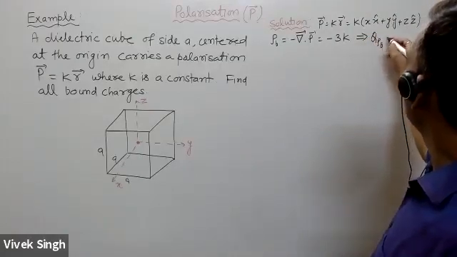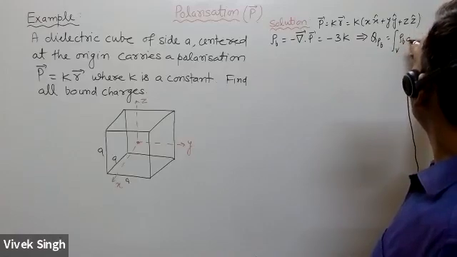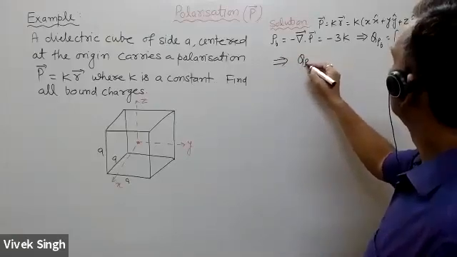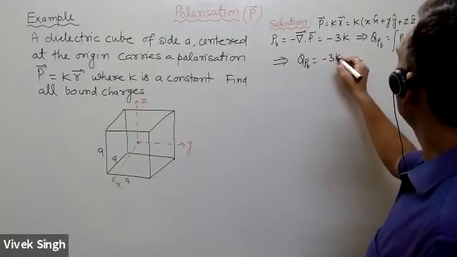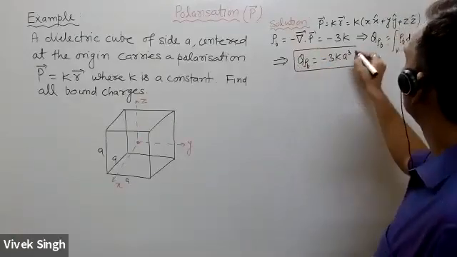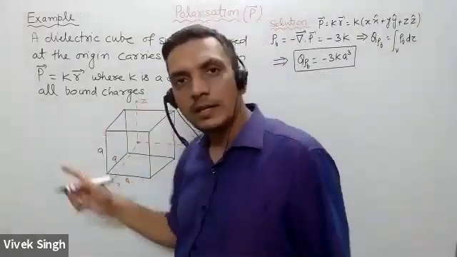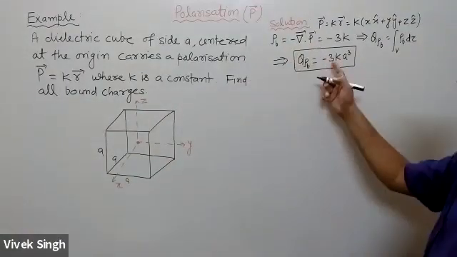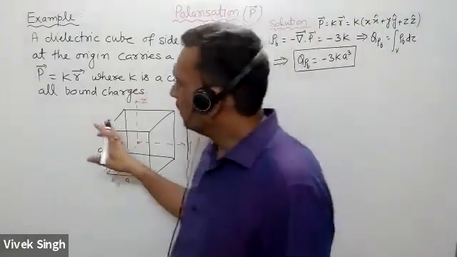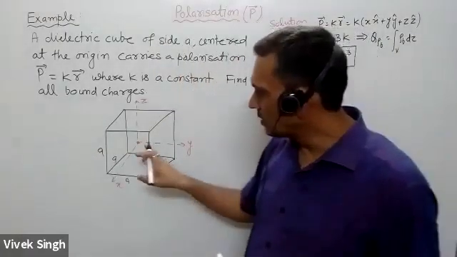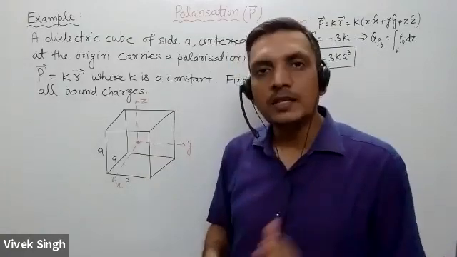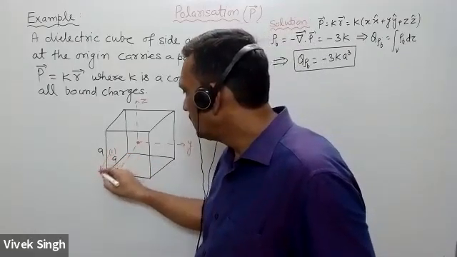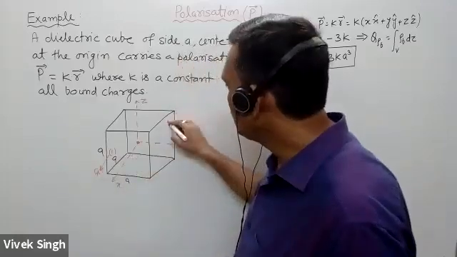And then what will be Q? The volume integral of rho B d tau. That will give you minus 3K A cube, because rho B is constant, so d tau will give you the volume of the cube. So the total volume bound charge is minus 3K A cube. Then you have to find the surface bound charge. In this case, there are 6 surfaces, and on each surface we can find the bound charge. For example, this is surface 1. This direction is x cap, and opposite to this you have surface 2.